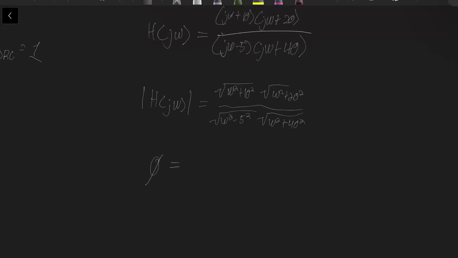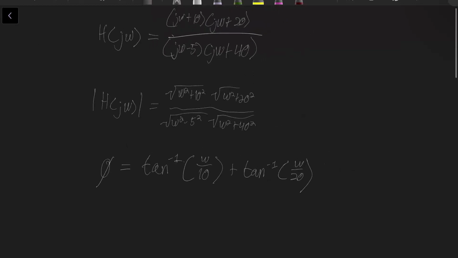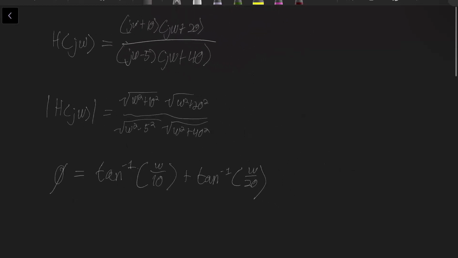You would get the inverse tangent of omega over 10 plus the inverse tangent of omega over 20. So these are our two numerator terms, right? So that's why they're both positive. And then we have minus the inverse tangent of omega over -5 minus the inverse tangent of omega over 40. This would give us our phase, right? And again, we plug in different values and we can plot it.